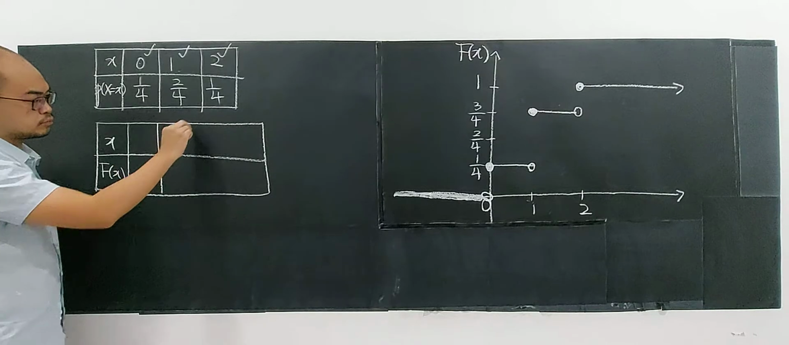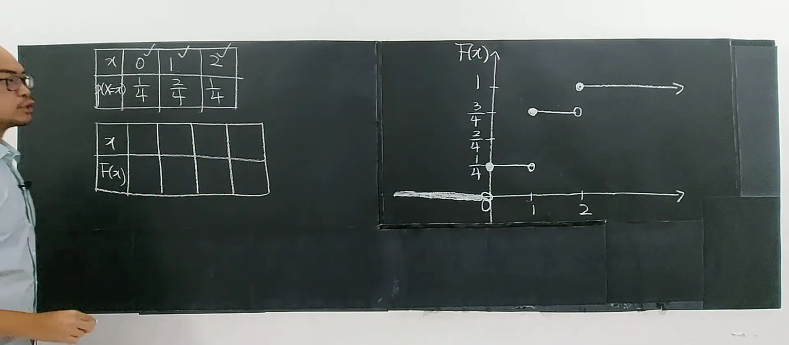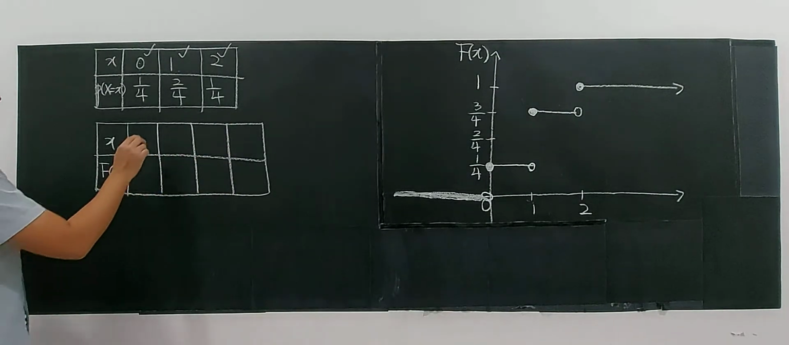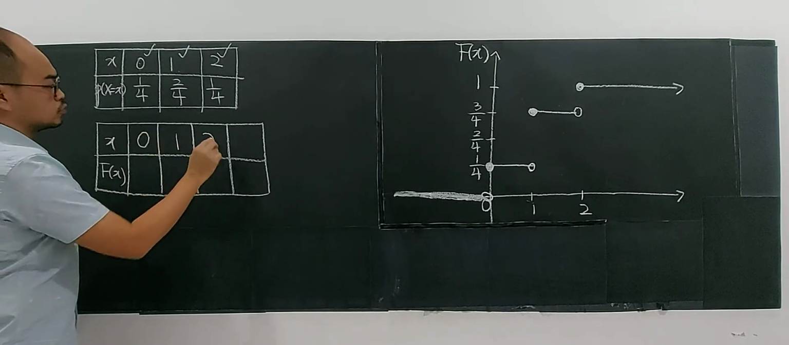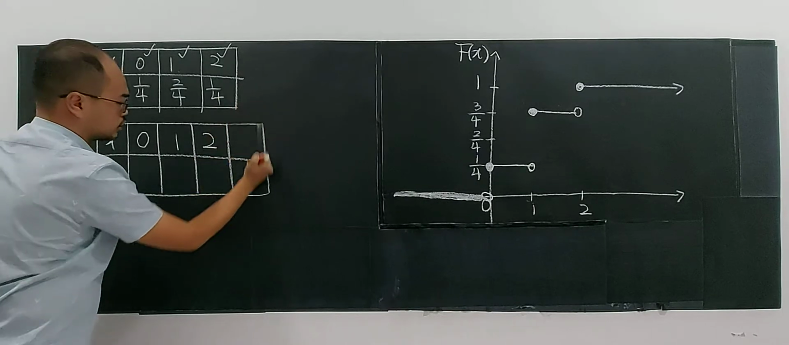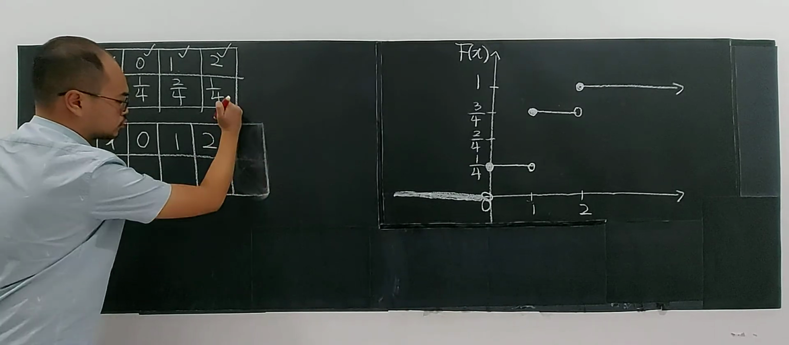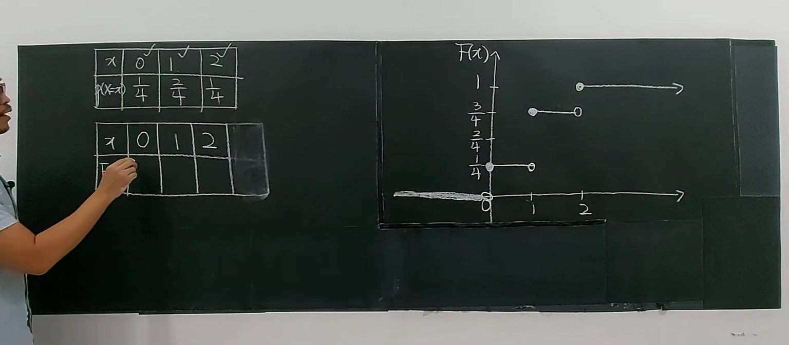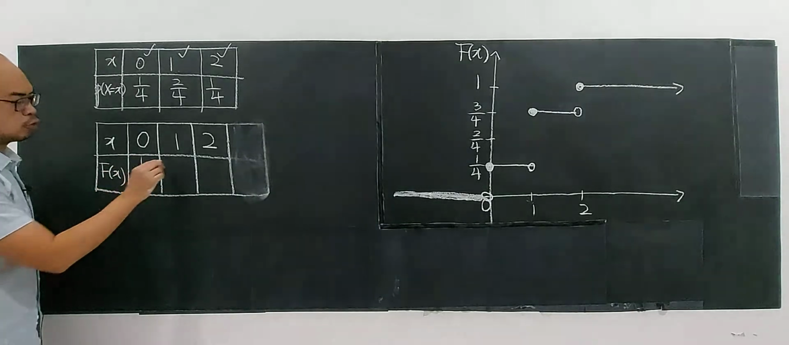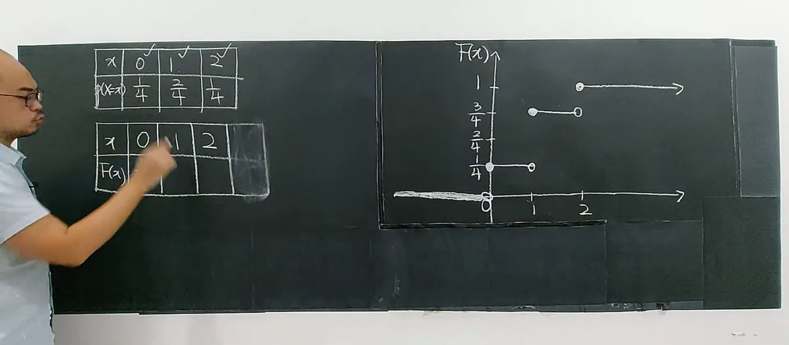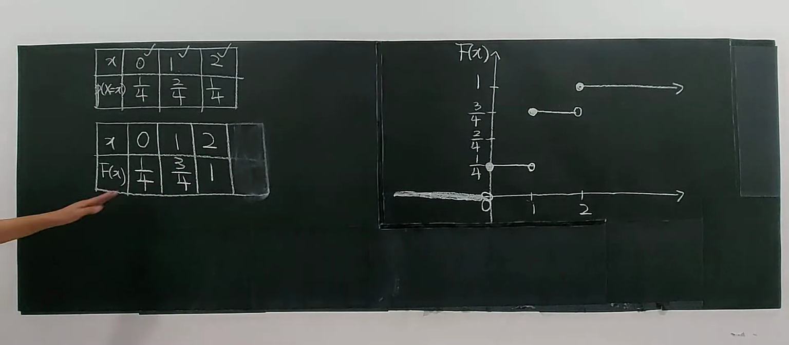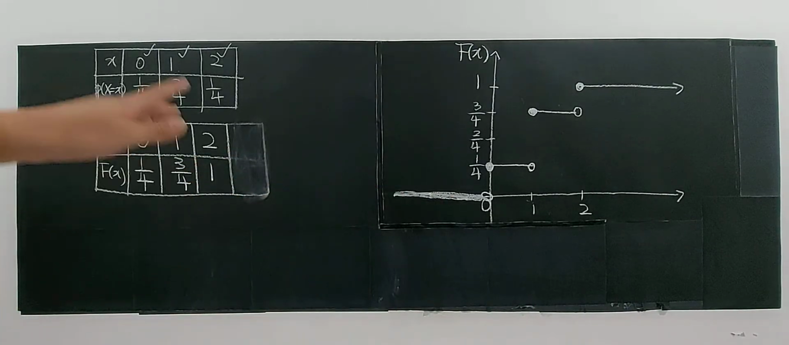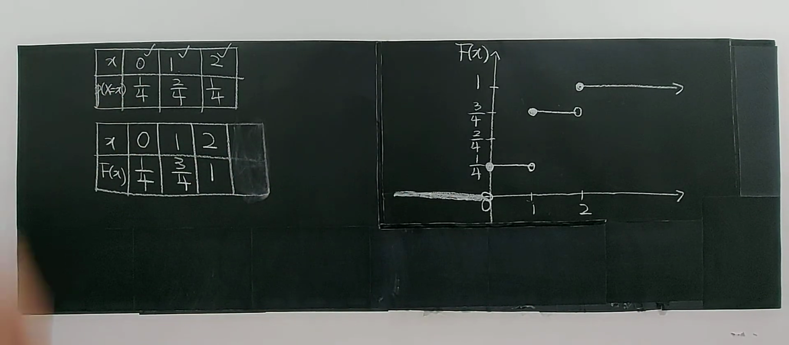For the cumulative distribution table, we have 0, 1, 2. Oh, sorry, we just need 3 columns. For this, we have 1 over 4, followed by adding 1 over 4 plus 2 over 4, giving 3 over 4, and finally we have 1. Through the cumulative distribution table, we can identify the median.